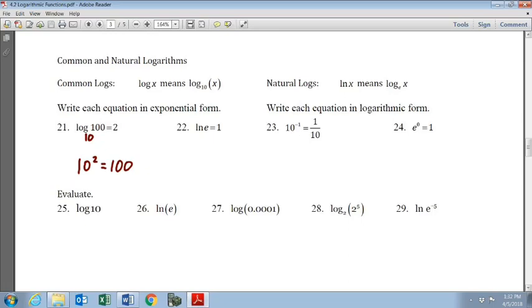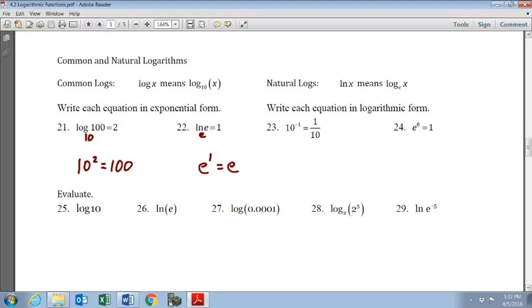And on number 22, well, this is a natural log, so our base is e. If it helps, you can write it in there. So e is my base, the exponent's the one all alone, and so that makes it e to the 1 power equals e, which is true.